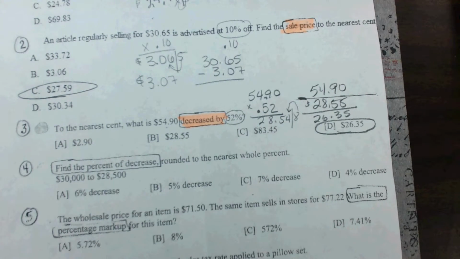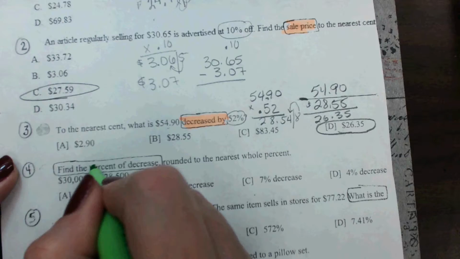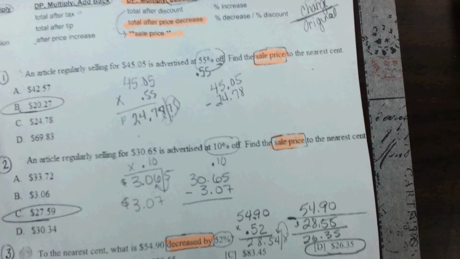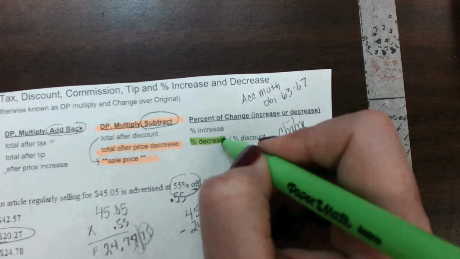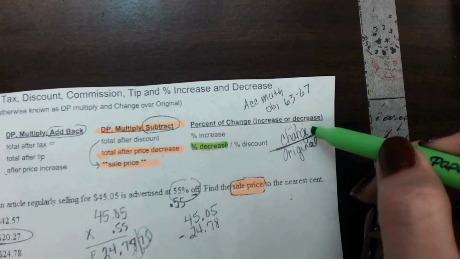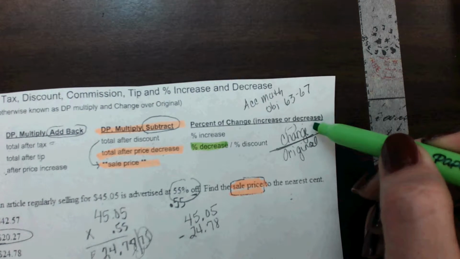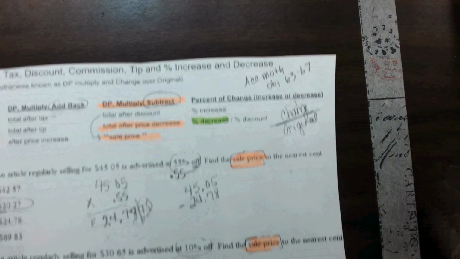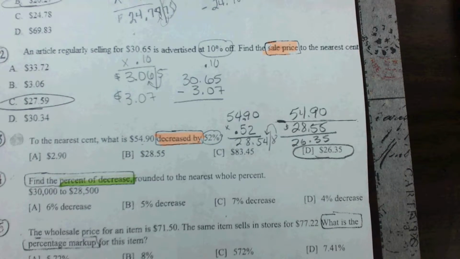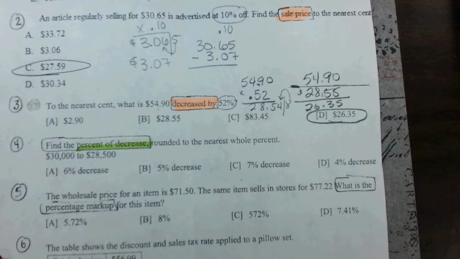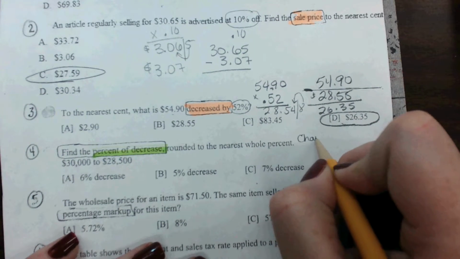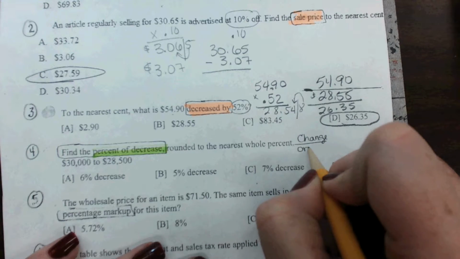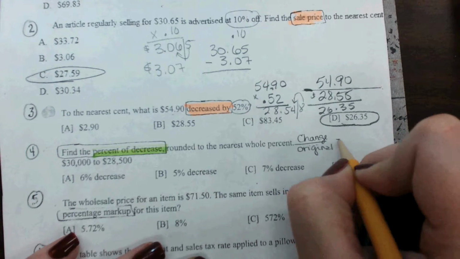Let's look at problem number 4. Finally, something a little different. We're going to find the percent of decrease. Let's go back up to our notes. Percent of decrease means I'm going to find the change by subtracting the two prices and put it over the original. Now I know I have to move my notes off camera, so let me just put over here. Change over original. You're going to hear us say that over and over again.